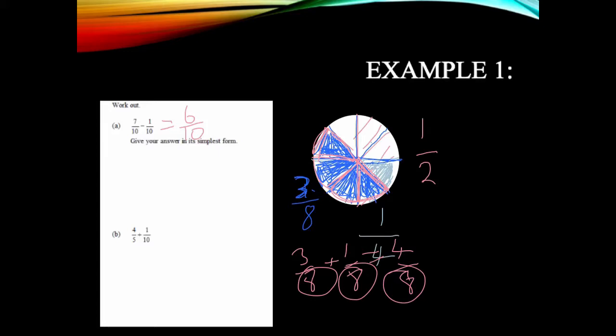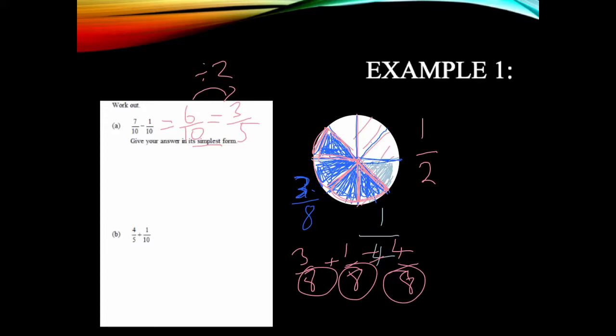Now, reading the question, it says give your answer in its simplest form. That means cancel down. And again, if you're not sure how to cancel down, watch the last video, fractions 1, and that'll show you how to do it. In this case, 6/10 cancels down to 3/5. I can divide the top and bottom by 2. Right, let's look at the next question then.